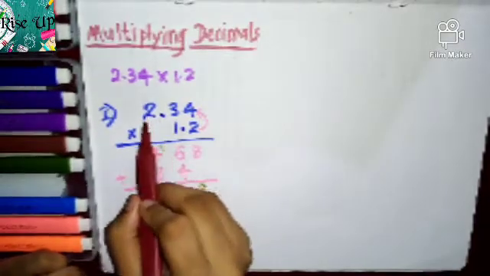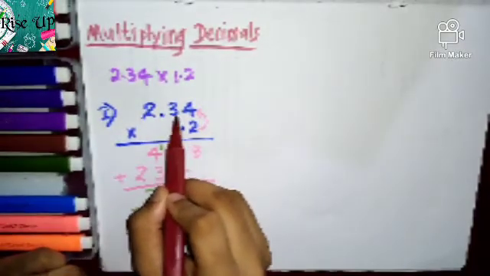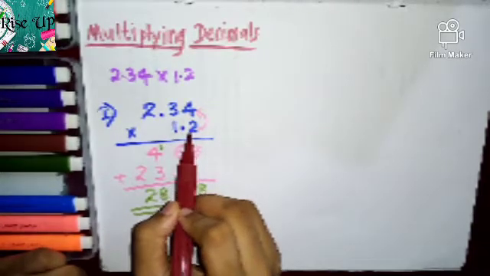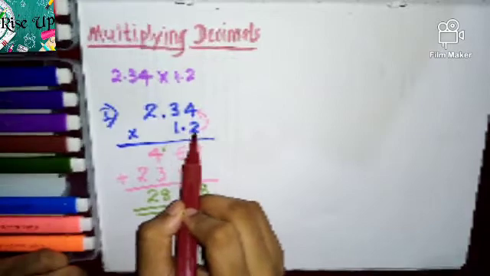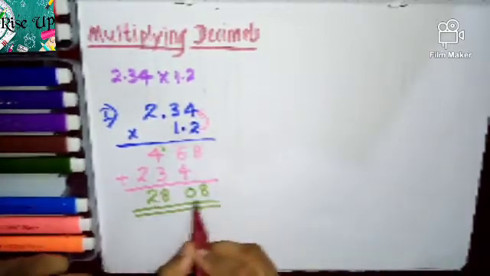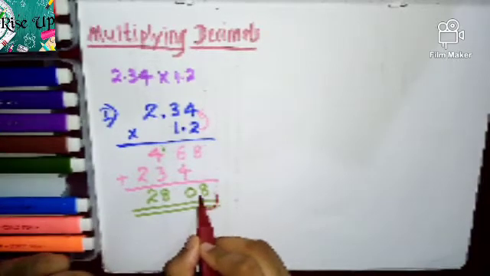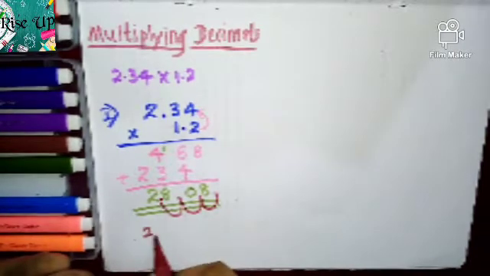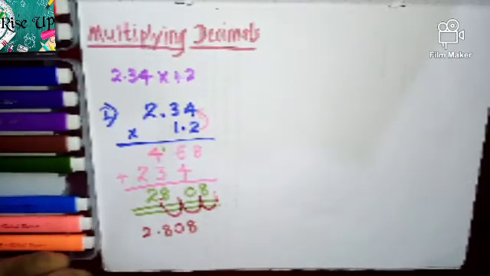In this 2.34 number, how many numbers are there after the decimal? 2 numbers. In this 1.2 number, how many are there after the decimal point? 1 number. So altogether, how many numbers after the decimal point? 3 numbers. So you have to place the decimal from behind. You have to count 1, 2, 3. The decimal should be here. The answer is 2.808. This is method 1.